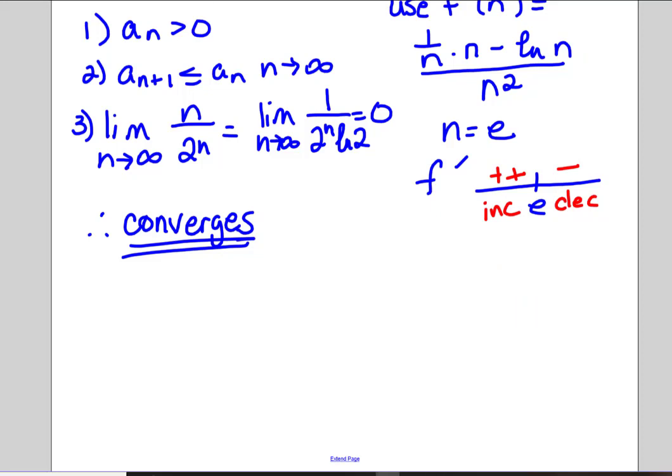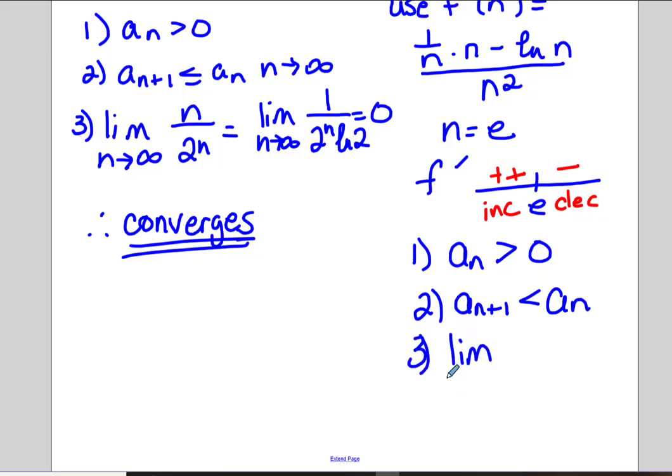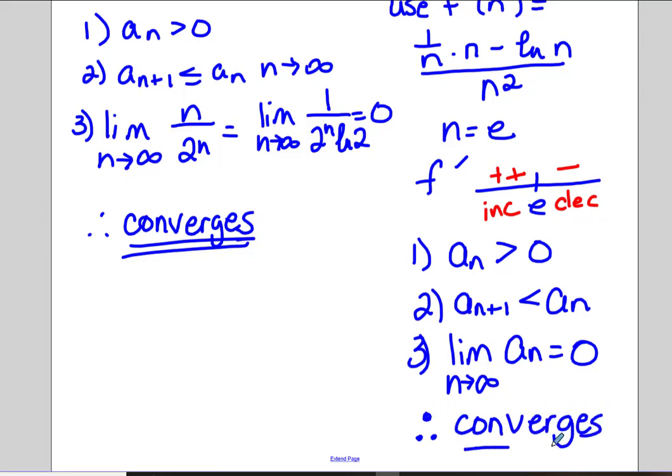And using our properties for the alternating series, now we know that the a sub n terms are positive. We know that a sub n plus 1 is less than our a sub n, for all of our n's greater than e, and we know that the limit as n approaches infinity of our a sub n term is 0, and this example also converges. So all 4 of our example 1s converged by the alternating series test.